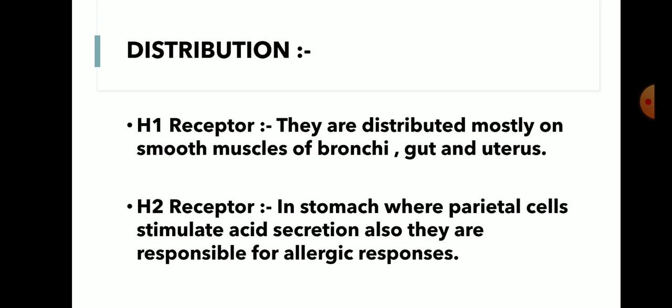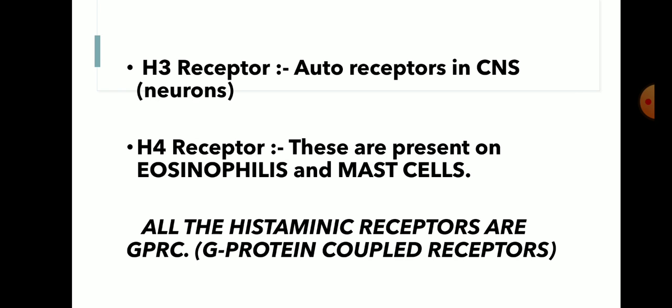The second one is H2 receptor. In the stomach, where parietal cells stimulate acid secretion, also they are responsible for allergic responses. The third one is H3 receptor, an autoreceptor in CNS or neurons. And the fourth one is H4 receptor. These are present on eosinophils and mast cells.